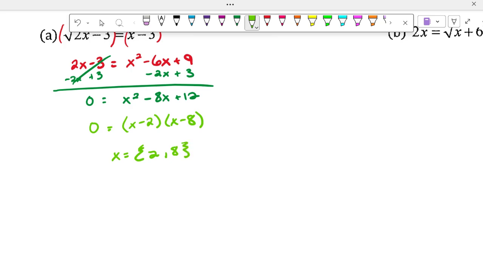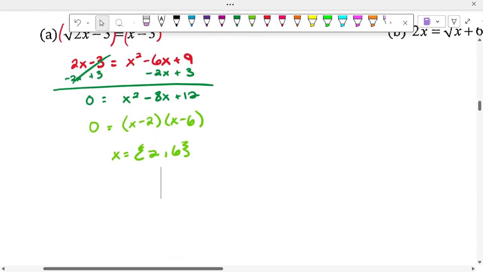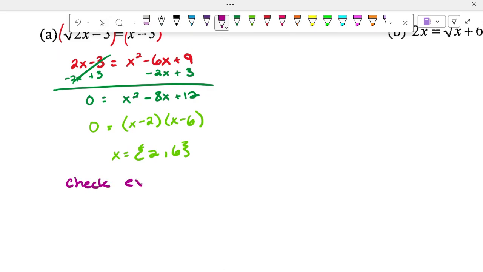Now, I am not going to claim that's my answer yet, because what do I need to do? I'm not claiming these as my solutions yet. Well, this isn't really a system, we're just solving for x. But we need to plug it back in and check for extraneous. So we've got to check for extraneous solutions.